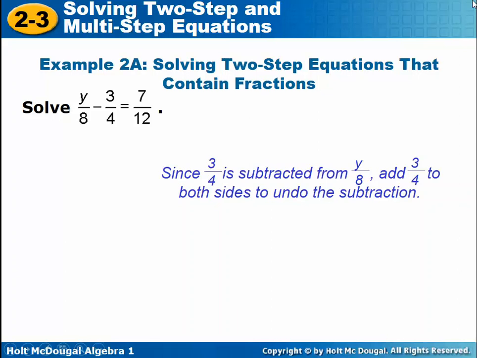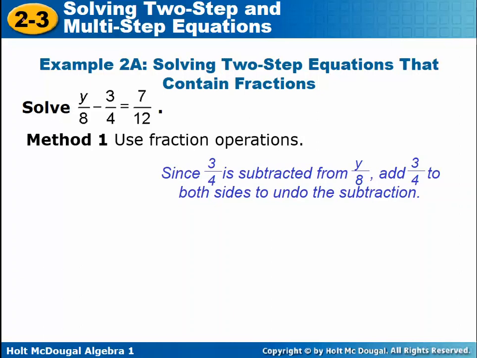All right, so let's see what we got going here. We have y over 8 minus 3/4 equals 7/12. So it's a little bit long and there's a bunch of fractions in it. We have two different methods to solve this.